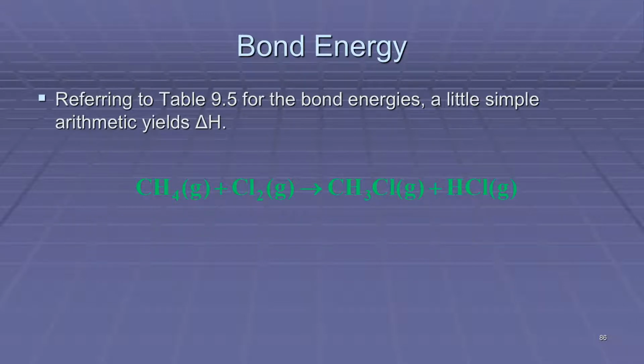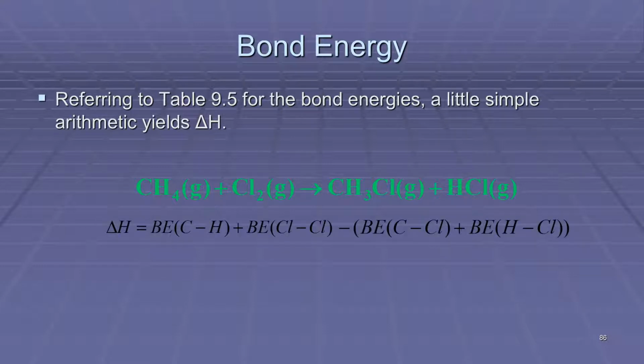Okay, so if we refer to the bond energies, we can look them up and then just add them together. So here delta H is the bond energy for a C-H bond plus the bond energy for a Cl-Cl bond. And then we subtract from that the total of the bond energy of a C-Cl bond plus the bond energy of an H-Cl bond.